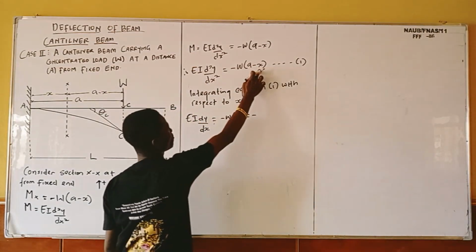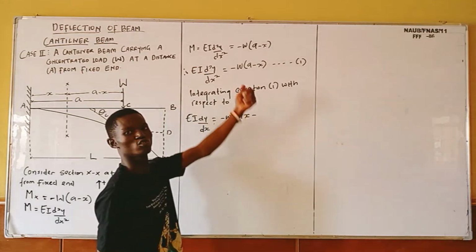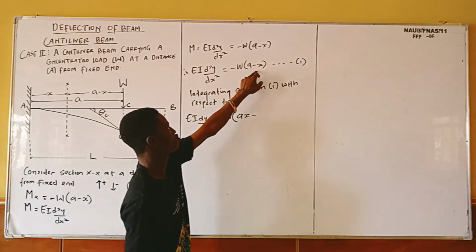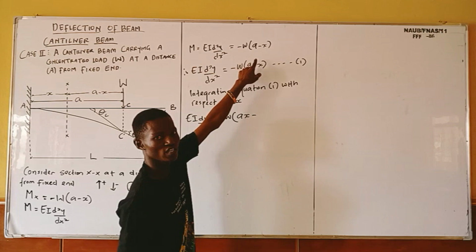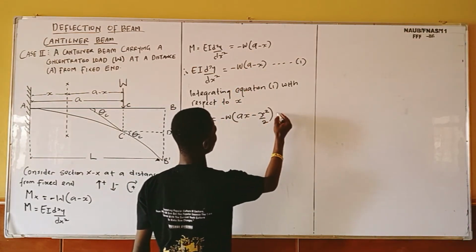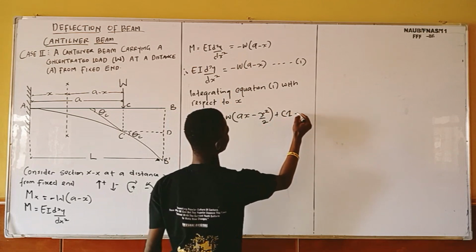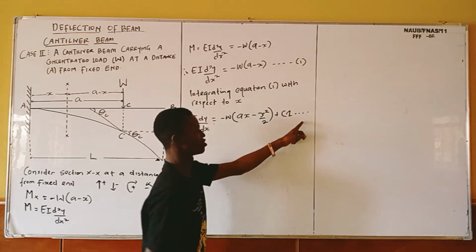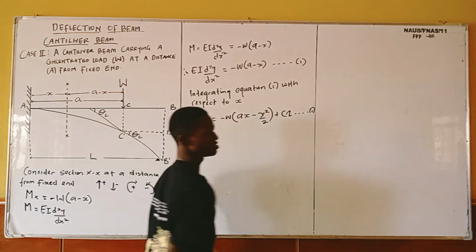So I'm going to have Ax minus, but don't forget this one is already a variable, x. By integrating this, don't forget that there is an invisible one here. So by integrating it, I'm going to have x squared over 2 plus C1, which is our constant of integration.